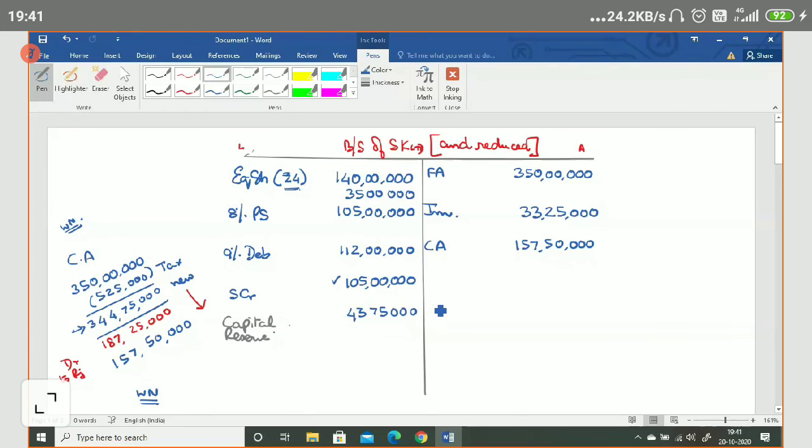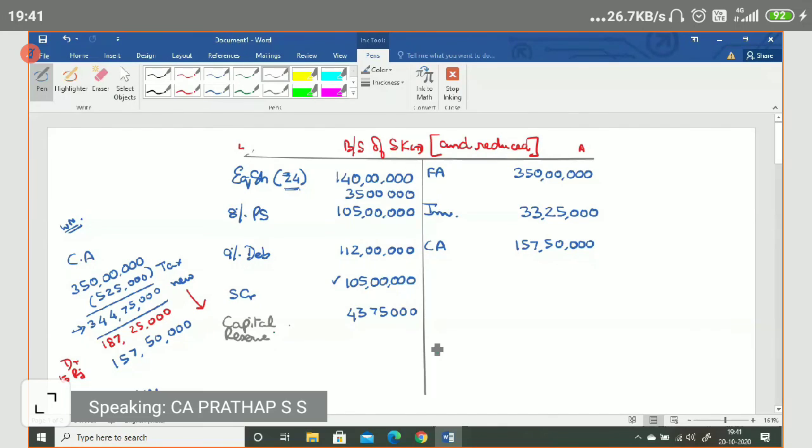Now let us see if the balance sheet is tallying, please. Let's try to tally the balance sheet. What is the balance sheet total, guys? Please tell me the total.